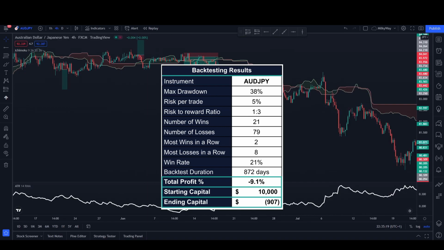So it's not amazing. A few things that could be improved would be to increase the risk to reward ratio, going from 1 to 3 to 1 to 5 or 1 to 7 or 8 even. That would be a good test to do. So we ended up taking a loss of 9.1% over 872 days.